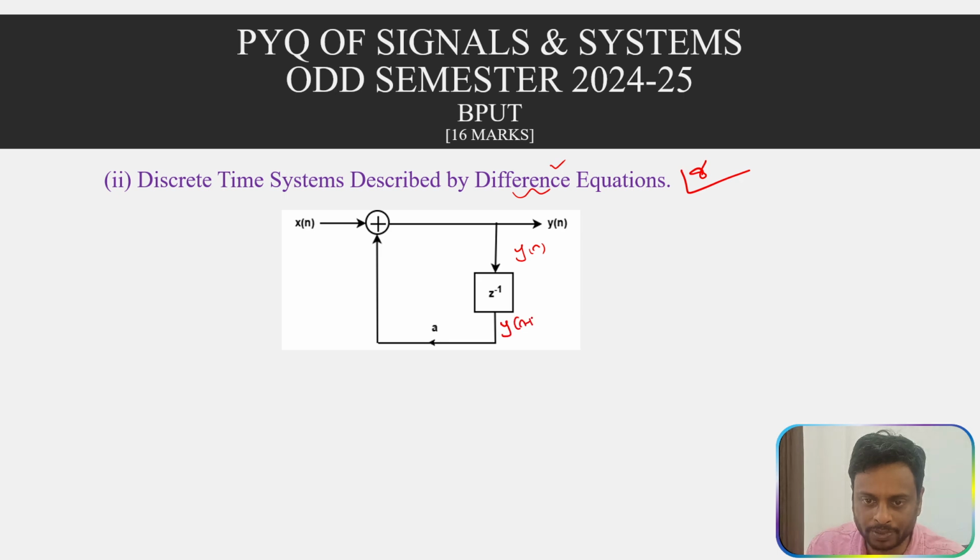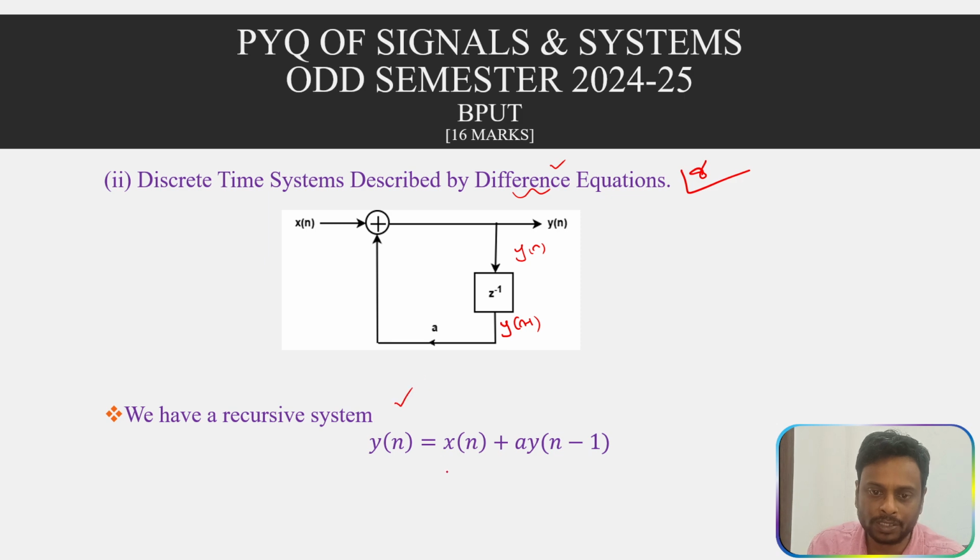So it is 1 minus 1. Okay. So let us have a recursive system. That will be y of n equal to x of n. You can see y of n equal to x of n plus a into y of n minus 1. So it will be y of n equal to x of n plus a of y of n minus 1.